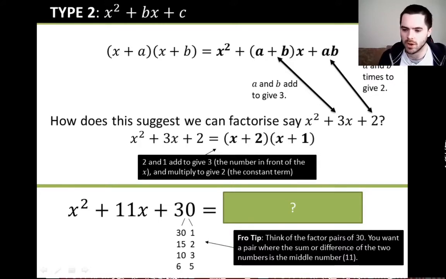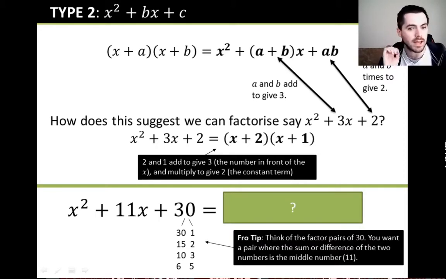You've got to do a little bit of work with something like x squared plus 11x plus 30, because you need to write down the factors of 30, I would argue. I think it's going to be very good practice for you. Sometimes you'll see it immediately, sometimes you won't. I would get yourself into the habit of writing out the factor pairs for any number at the end. So here we've got 30 times 1, a fairly obvious one. 15 times 2 gives us 30, 10 times 3 gives us 30, and 6 times 5 gives us 30.